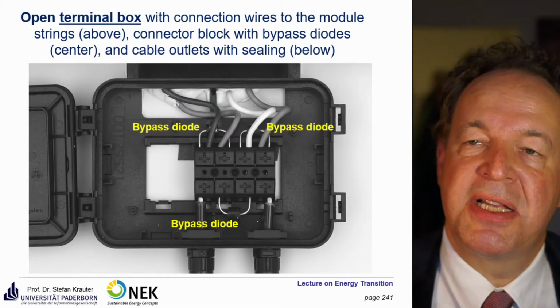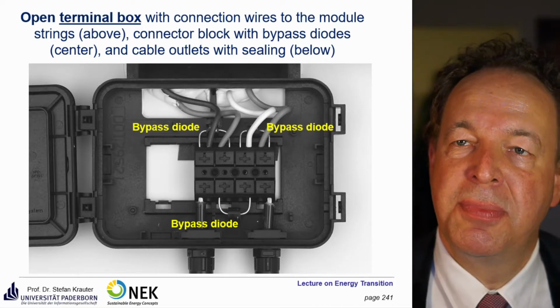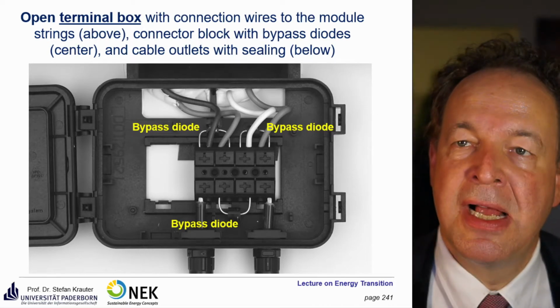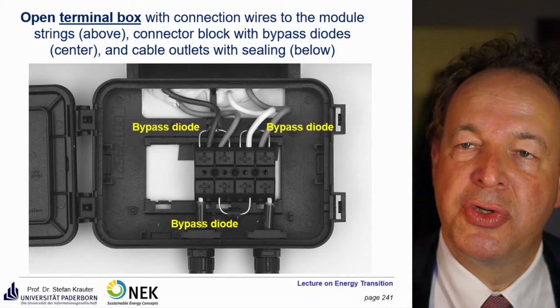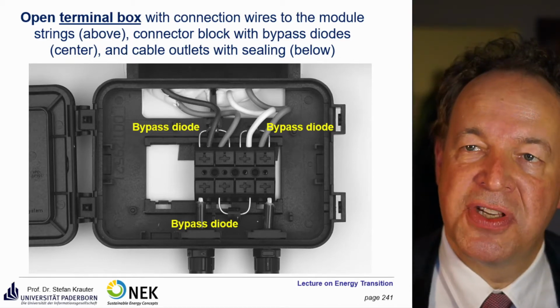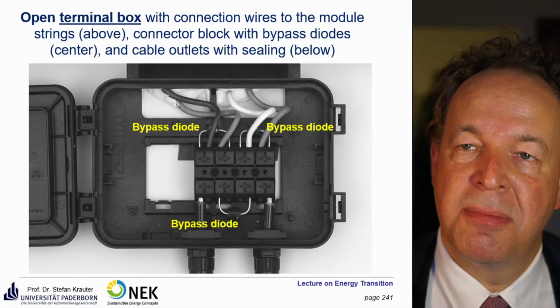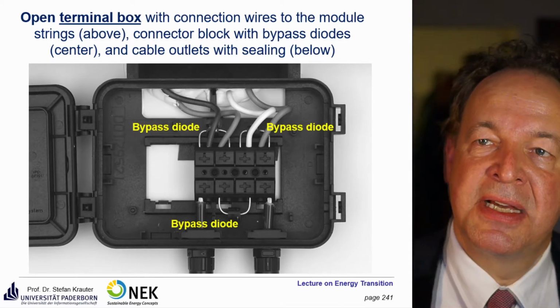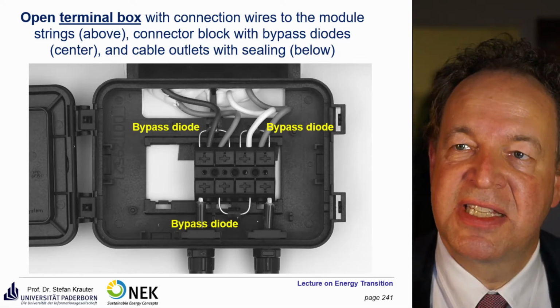As I mentioned, ideally there would be a bypass diode over every cell, but usually you use it over 1 or 2 strings and install the bypass diode in the terminal box of the solar modules. In this case, for example, you see 3 bypass diodes for a module with 6 strings.